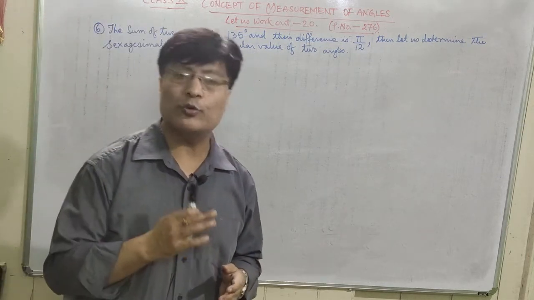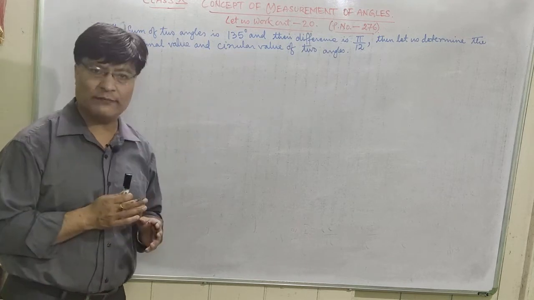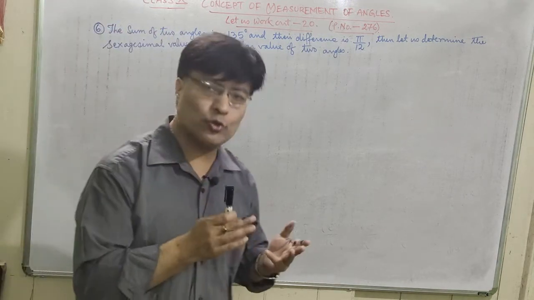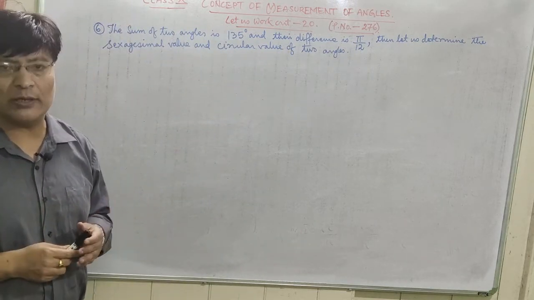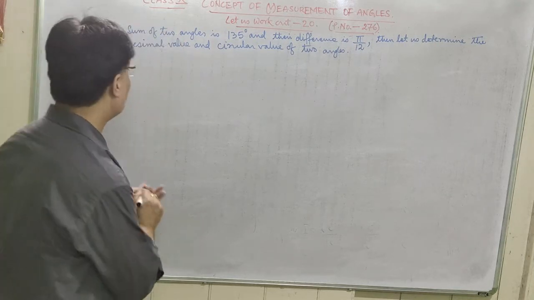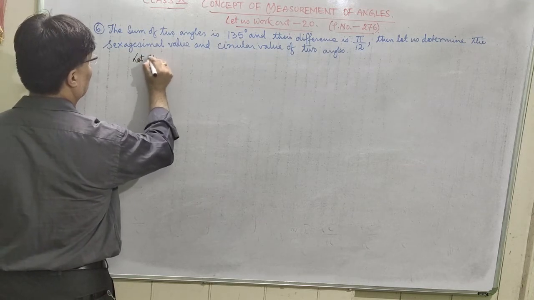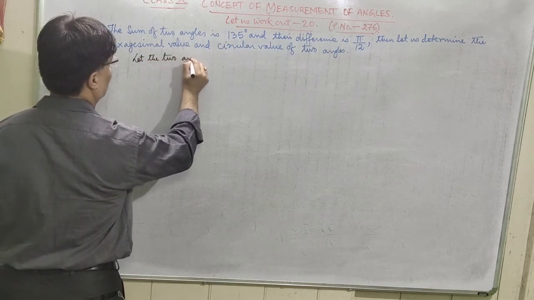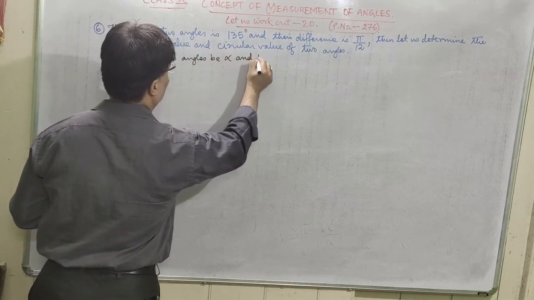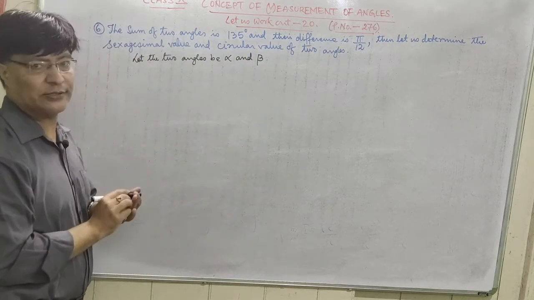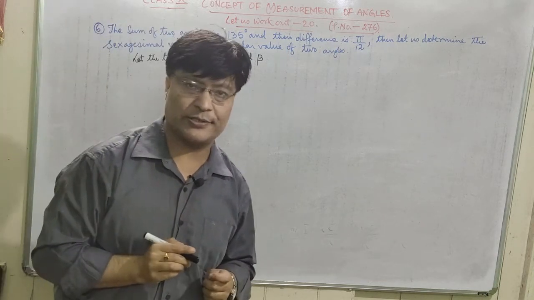So you have to find out those two angles whose sum is 135 degree and the difference is pi by 12, and you have to find out those two angles both in sexagesimal value and in terms of circular value. Okay. So now let the two angles be alpha and beta. Let us write, let the two angles be alpha and beta. These are the Greek letters. Okay, so these alpha and beta are the two Greek letters, right?